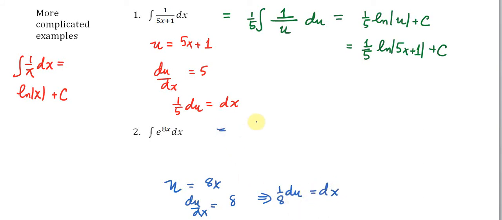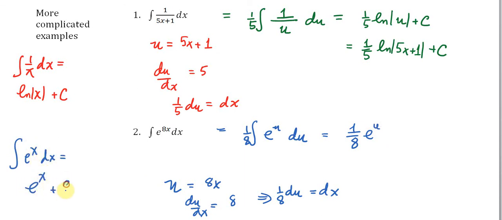We can replace, right? So this is going to be e to the 8x, but that's just u. Instead of dx, we have 1/8 du. We can pull the 1/8 out to the front, and our final answer is 1/8 e to the u, because remember, the antiderivative of e to the x dx is itself plus a constant. Okay. And substituting back, we get 1 over 8 e to the u, but u was 8x, plus a constant.